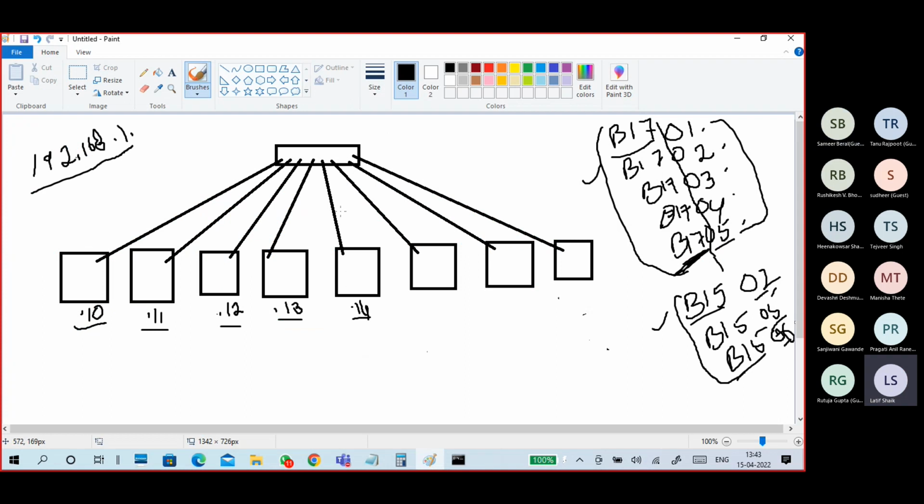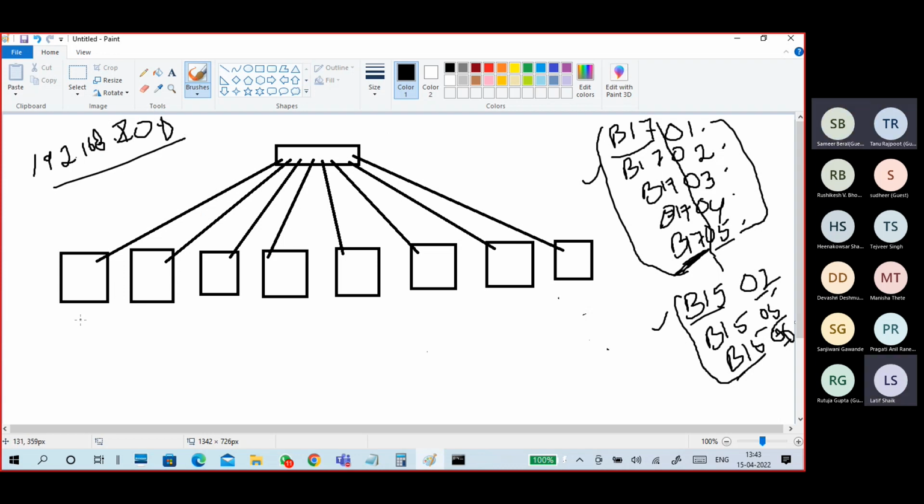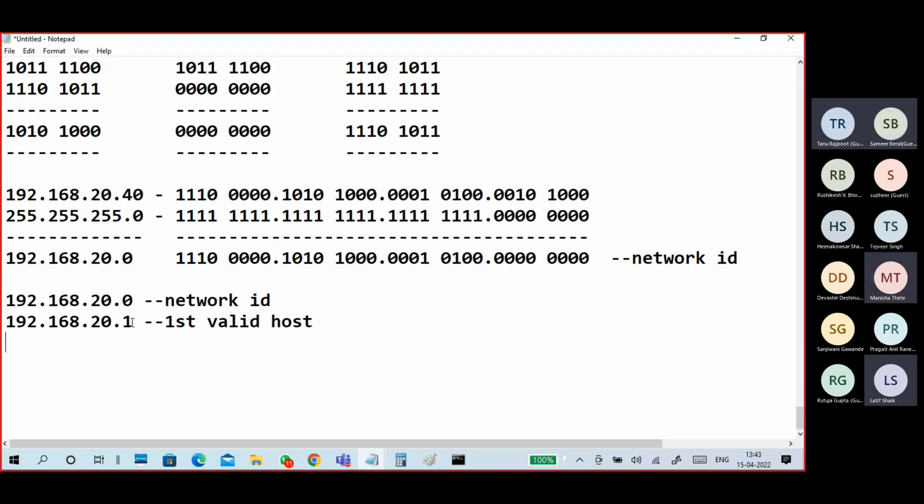For example, if you take the same network, this is like a 20.0 network. Network name is 20.0 network. And the first one you will put is 1, 2, 3, 4, 5. These are host numbers. So like this, when you are assigning an IP address, this is the starting IP.